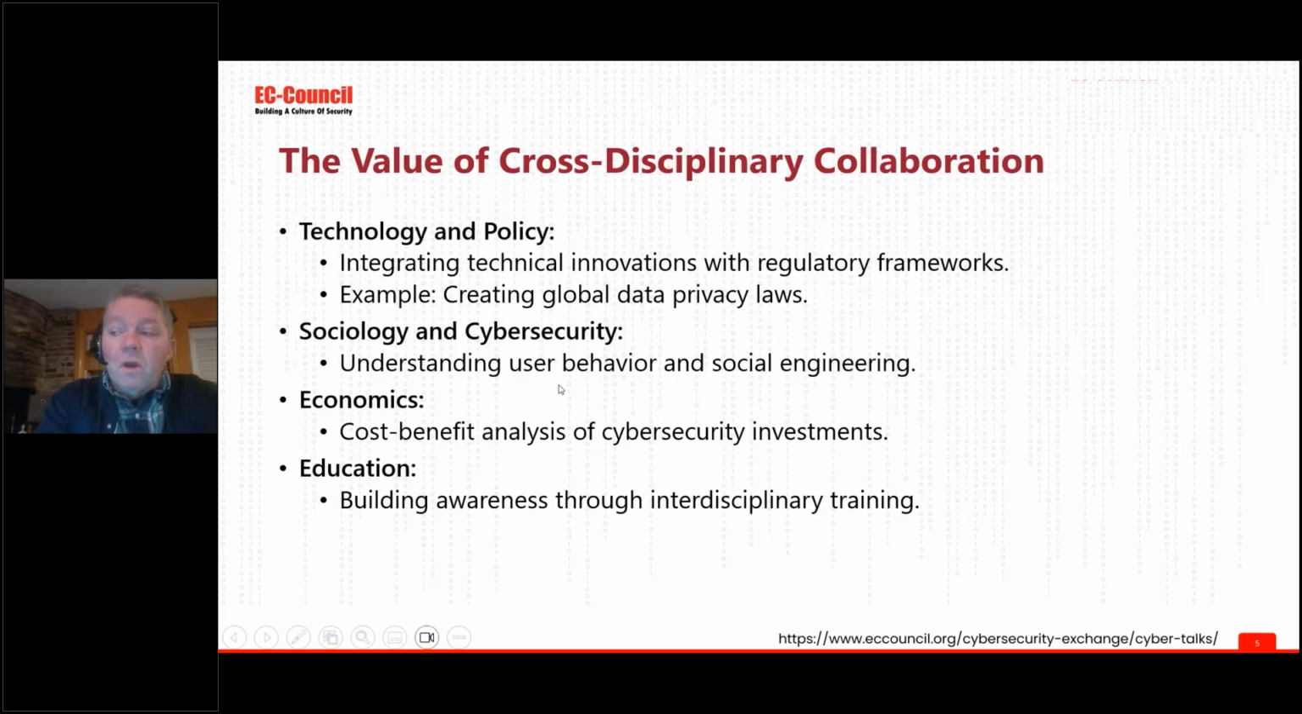So the value of cross-disciplinary collaboration. When we look at the value, there's a lot of value, and it's not only money saving, but it also builds trust. It builds this idea that I don't have to do this all myself, that there are other like-minded individuals or companies or governments, is another one, that are thinking the same as we are. So when we look at the value, we look at it in several different ways. We look at it from a technology standpoint.